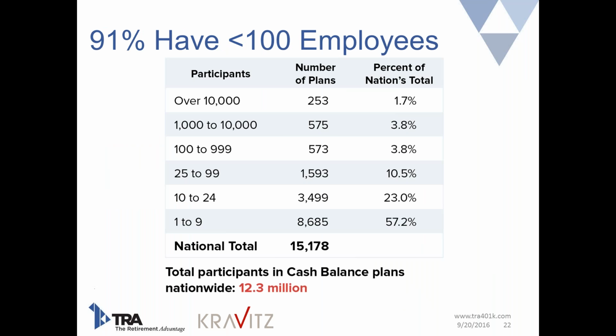And look at this chart. This really tells it. 91% of all cash balance plans are at companies with less than 100 employees. 57%, more than half of all cash balance plans, are at companies with less than 10 employees. So in terms of where you want to spend your time, you really want to spend your time with small employers. That's where all the activity is happening. That's where most of the plans are. That $1 trillion, if you want to have access to that $1 trillion of assets under management, most of that is happening in the small plan marketplace.